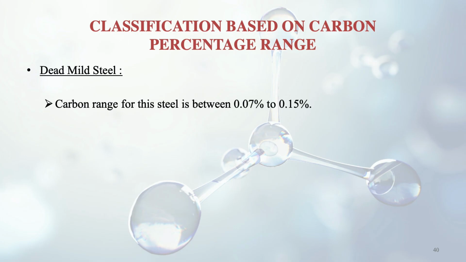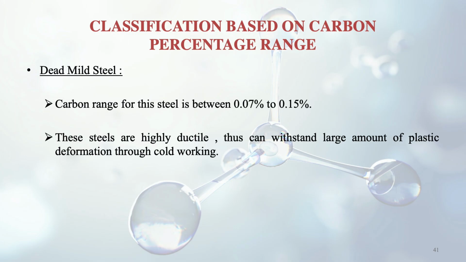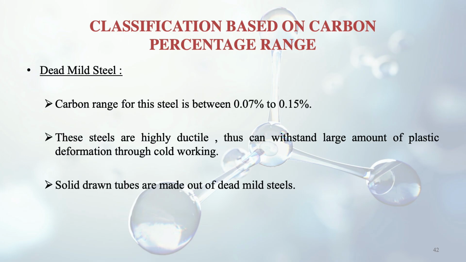So after the classification based on microstructure, we can see the classification based on carbon percentage range. There are different kinds, like dead mild steel. In dead mild steel, the carbon range is between 0.07 to 0.15%, meaning a very low amount of carbon. These steels are highly ductile, thus can withstand a large amount of plastic deformation through cold working. Since they are highly ductile, they have high plasticity also. For what purpose are they used? They are used for solid drawn tubes.